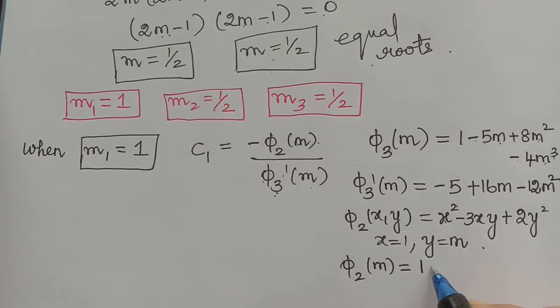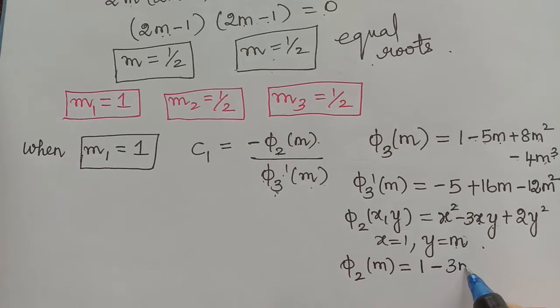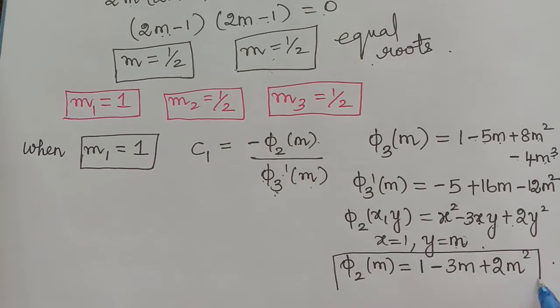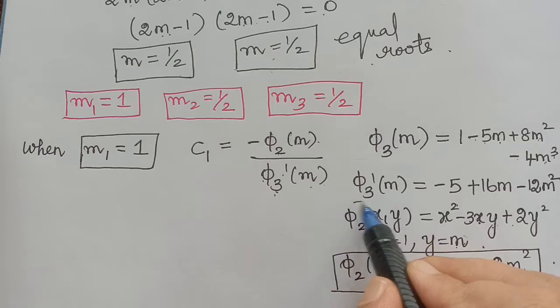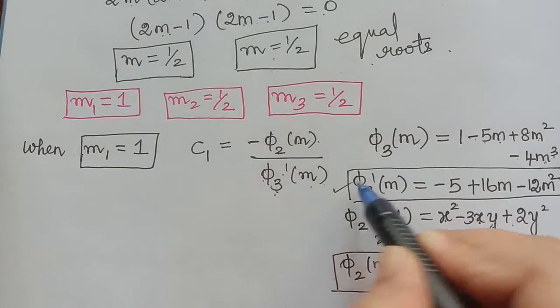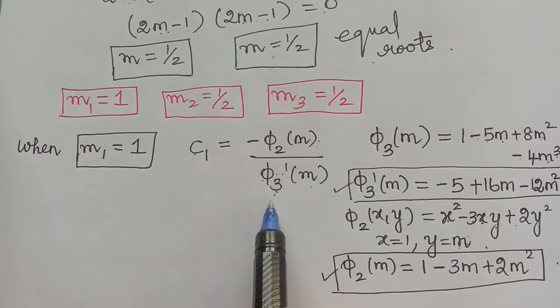So 1 minus 3 into 1 is 1. Y has to be replaced by m. So 3m plus 2m square. So this is phi 2 of m and this is phi 3 dash of m. So we can take these two and substitute in order to find the value of C1.